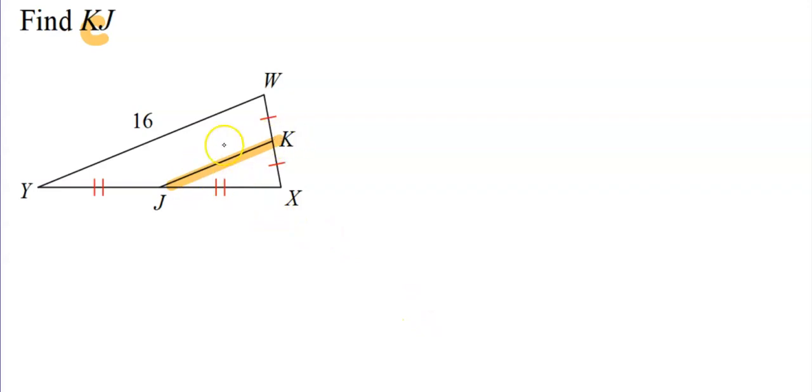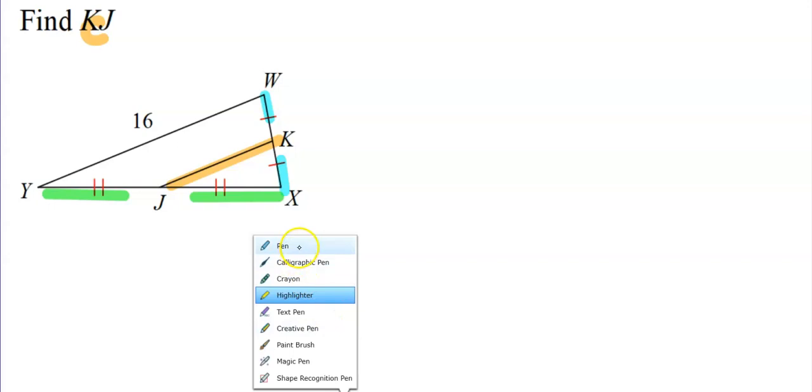Well, KJ is a midsegment of this triangle. It is a midsegment because it cuts these two segments exactly in half. Notice this side got cut in half and this side got cut in half. So KJ is a midsegment.